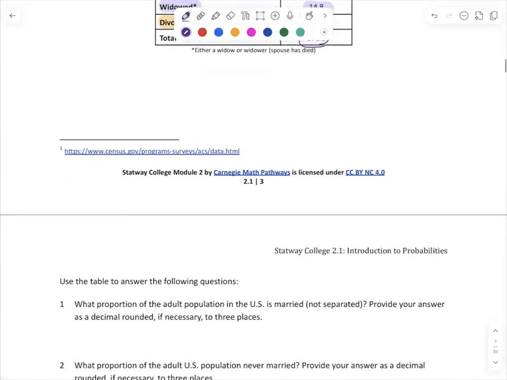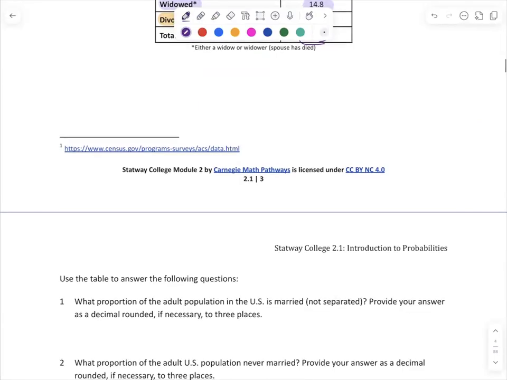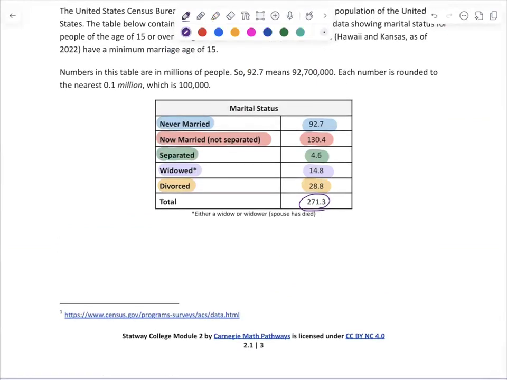You're going to answer some questions. What proportion of the adult population in the US is married, not separated? So take a look. They are married, not separated, so you're looking at this category. What are you going to do to find the probability? You're going to find the relative frequency.